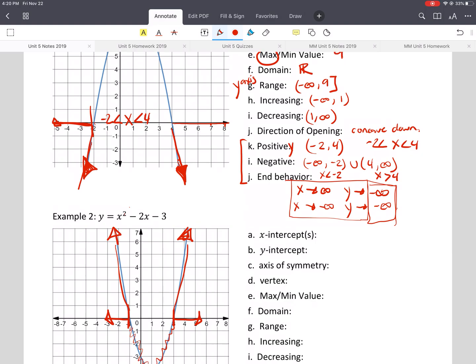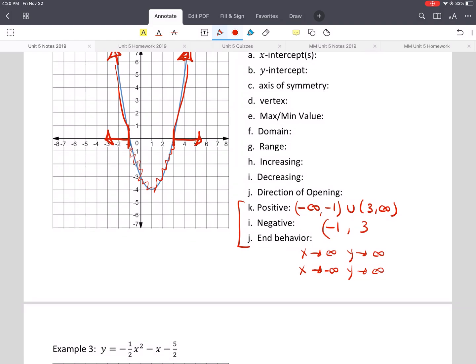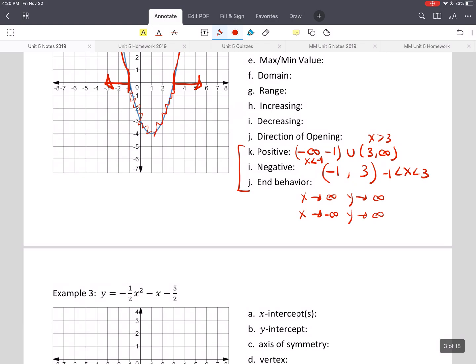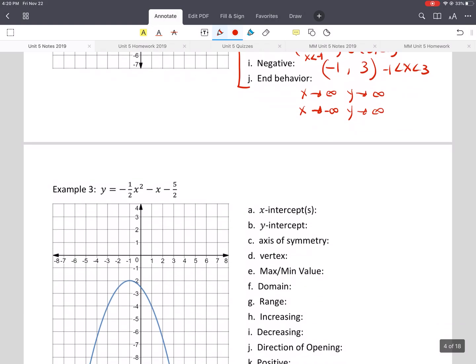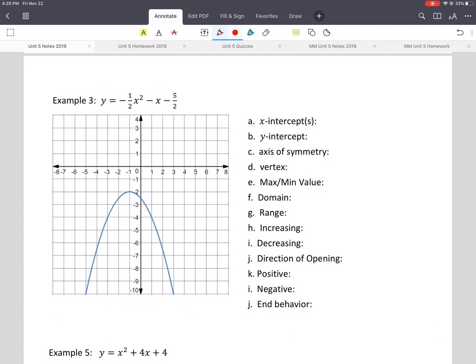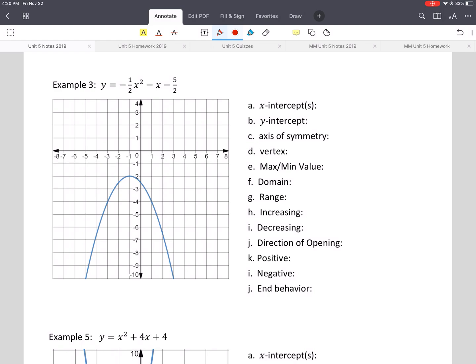Okay? Or this one, you could still do this one as all x values between negative 1 and 3. And you could write this as all x values less than negative 1 and all x values greater than 3. All right, okay, but I just want you to be aware of that. On the homework, you need to do both, but then after that, you can just do it either way you'd like. Okay, so I'm just going to go through these ones fairly quick.